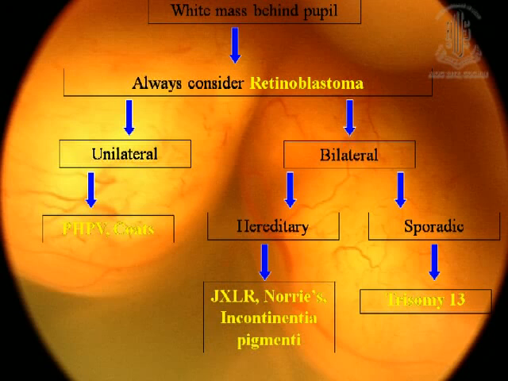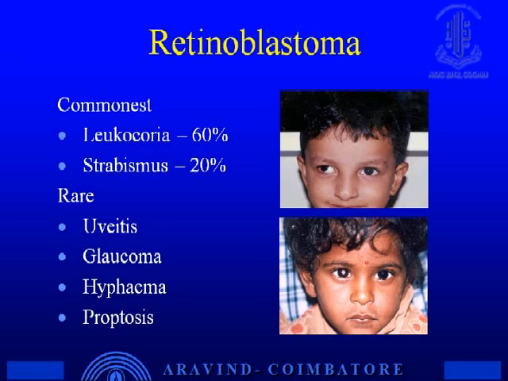Coming to leukocoria, one should always consider retinoblastoma, and one should always rule out retinoblastoma. And if it is unilateral, you should have PHPV and Coats in the differential diagnosis. And if it is bilateral and hereditary, then one should think of juvenile X-linked retinoschisis, Norrie or incontinentia pigmenti. And if it is sporadic, you should think of trisomy 13. I'll just go through briefly about each condition.